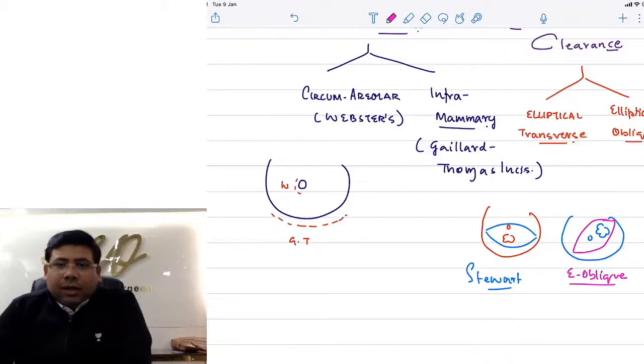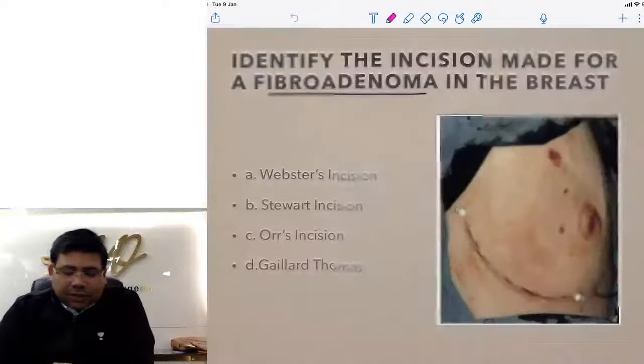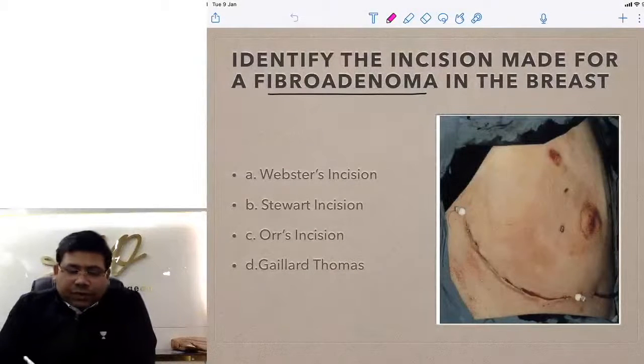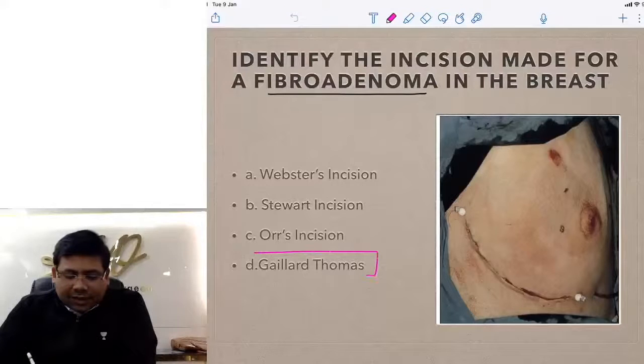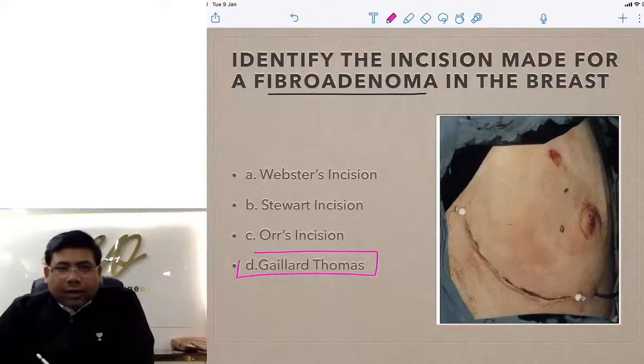So we have elliptical transverse and elliptical oblique, and this is what is known as the incision for upper and outer quadrant tumors. If you see this incision, what kind of incision is this? This is a classical inframammary or Gallard-Thomas incision.